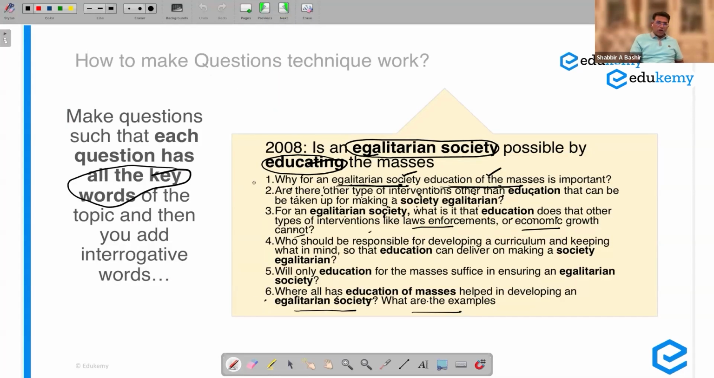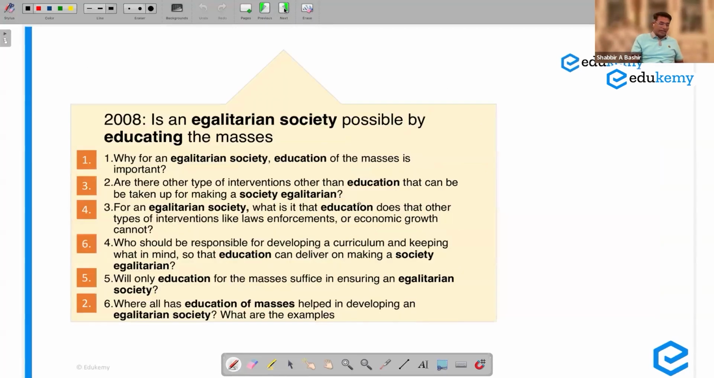I have the question numbers 1, 2, 3, 4, 5, 6. But this is not the logical sequence of the questions. I'm resequencing: I will ask question number 1 first. Then I will ask question number 6 as the second question. Then I will ask question number 2 as the third question. Then I will ask question number 3 as the fourth question.